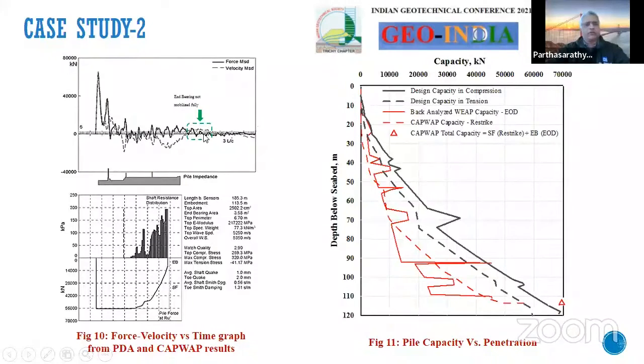So here is the force velocity time history. You see the velocity is above the force, and thus the end bearing was not mobilized during the restrike. CAPWAP indicated a total capacity of 56 meganewton, with 47 towards the skin and an end bearing of 9.3 meganewton. Adding the end bearing from the end of drive to this 47 yielded around 69.8, which was more than the design requirement, and the client accepted.